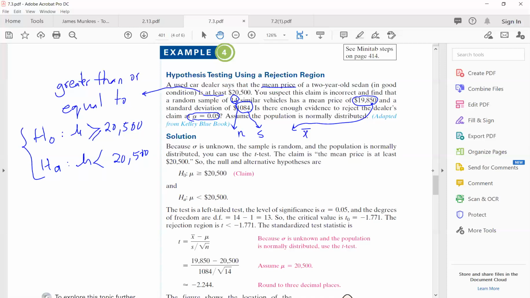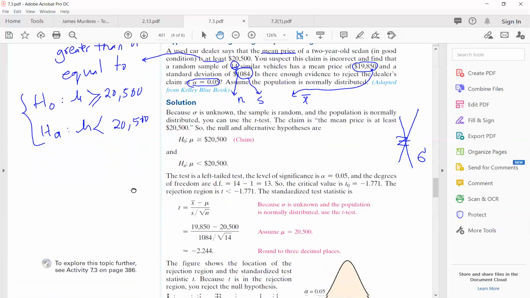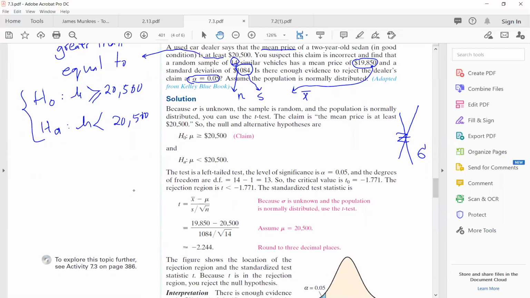Is this a z-test? Is this a t-test? Of course, it's not a z-test. To use a z-test, you have to have sigma. We don't have sigma here. We only have the sample standard deviation, which is S. Very well. So we have to use our test statistic, T.